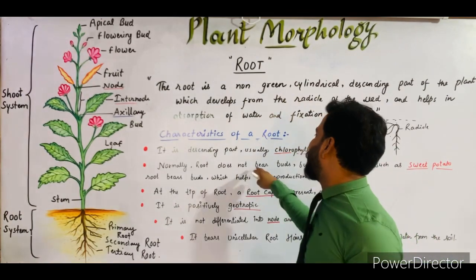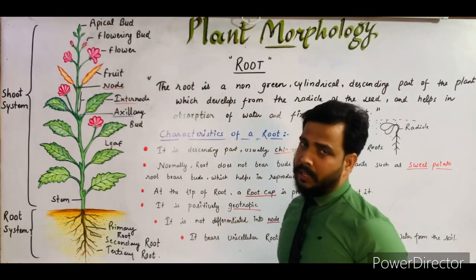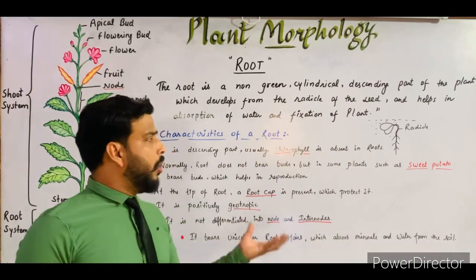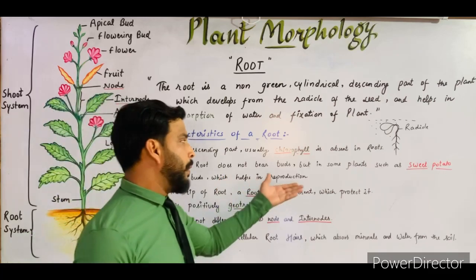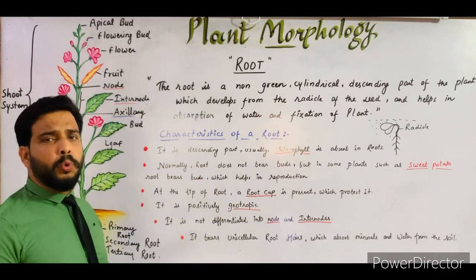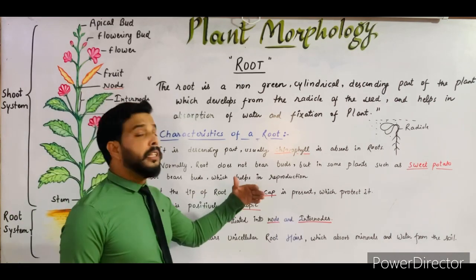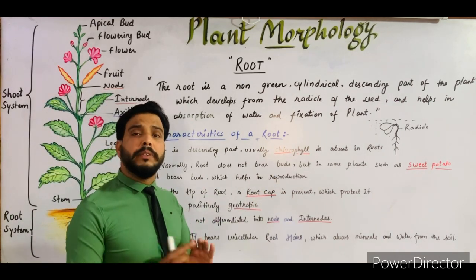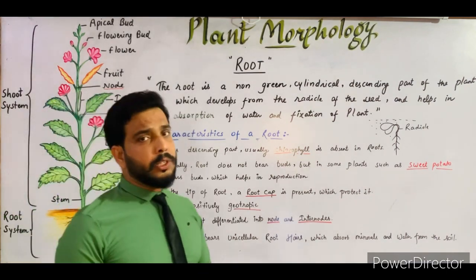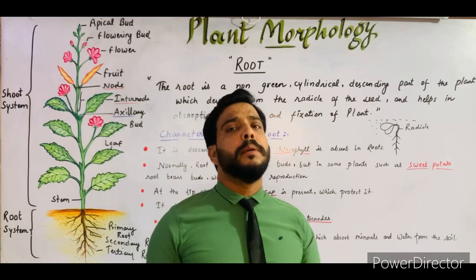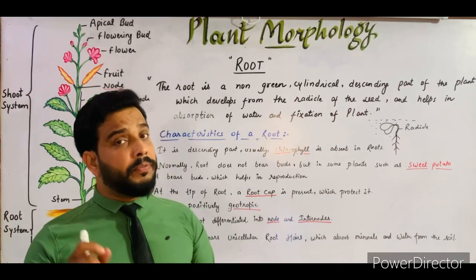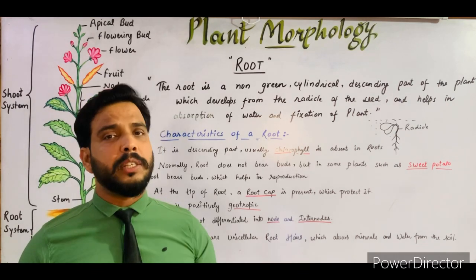So normally roots do not bear buds, but exceptionally in some plants, like sweet potato or wood apple, the root bears buds. In both these plants, the root bears buds which help in reproduction. And which type of reproduction? The vegetative reproduction. So normally roots do not bear buds, but in some cases like wood apple and sweet potato, the root bears vegetative buds which help in vegetative reproduction.